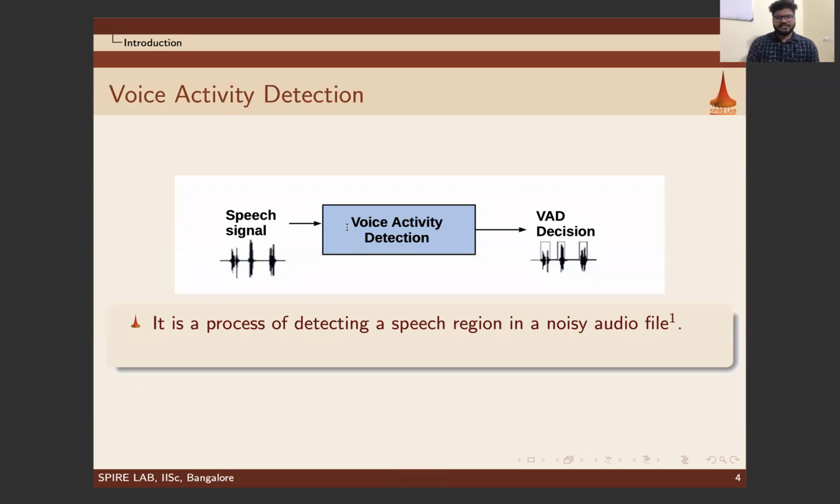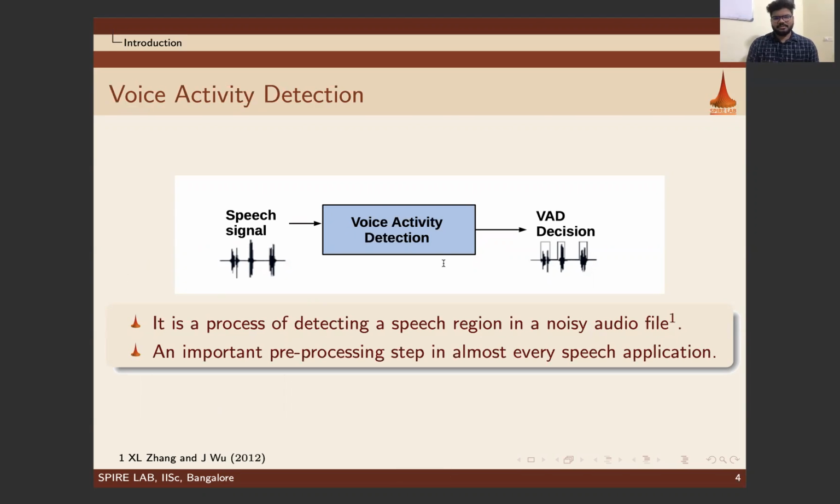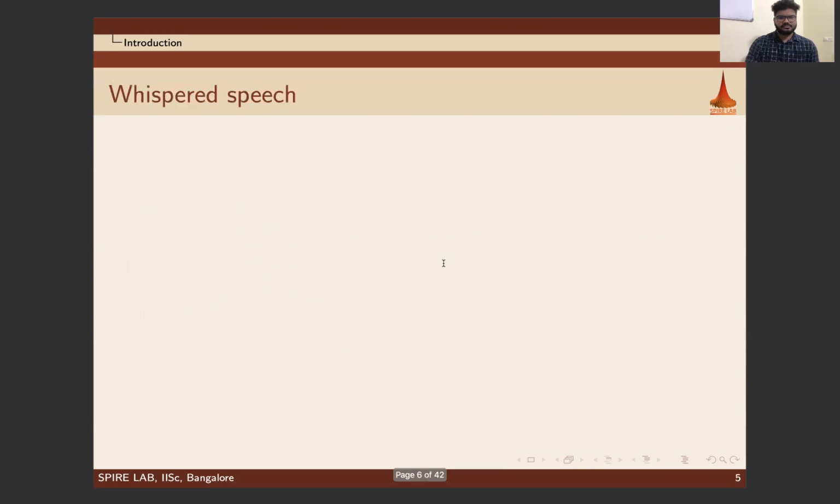Voice activity detection is a process of identifying speech regions in a noisy audio file. As I show here, for a given speech signal input, a typical voice activity detection block tries to identify the speech region by avoiding the noisy region, which is a very important pre-processing step in almost every speech application.